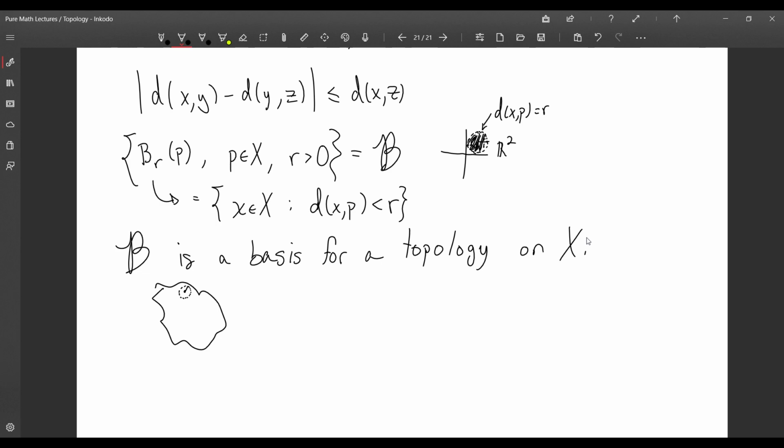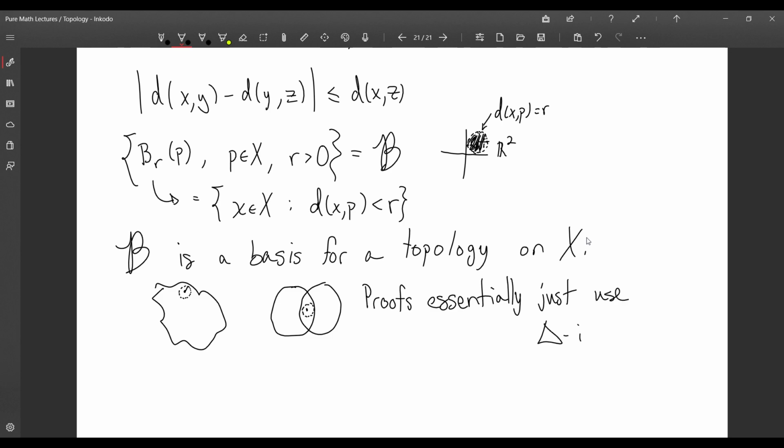And then similarly, if you have two elements of the basis that intersect, and you have some point in the middle, you can also use the triangle inequality to construct a third basis element which is contained in here. And so these are the two properties that you need for a basis, and these proofs essentially just use the triangle inequality, which I will write as a triangle dash inequality because I'm lazy. But yeah.